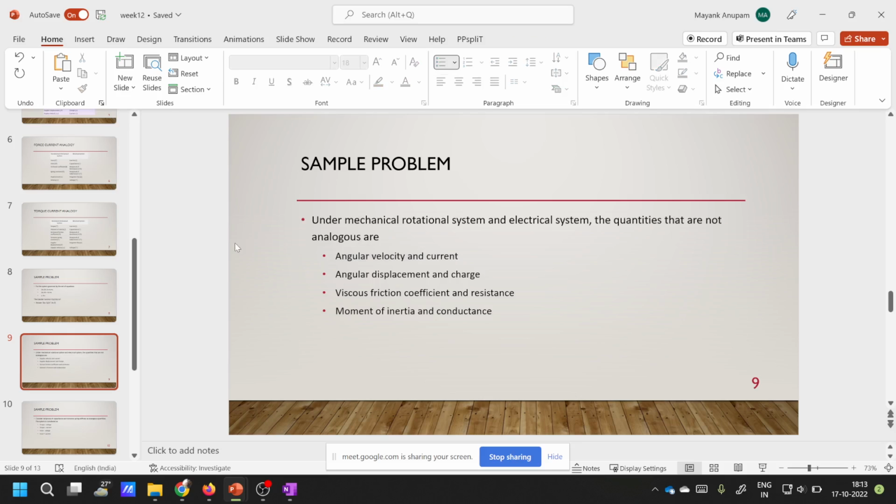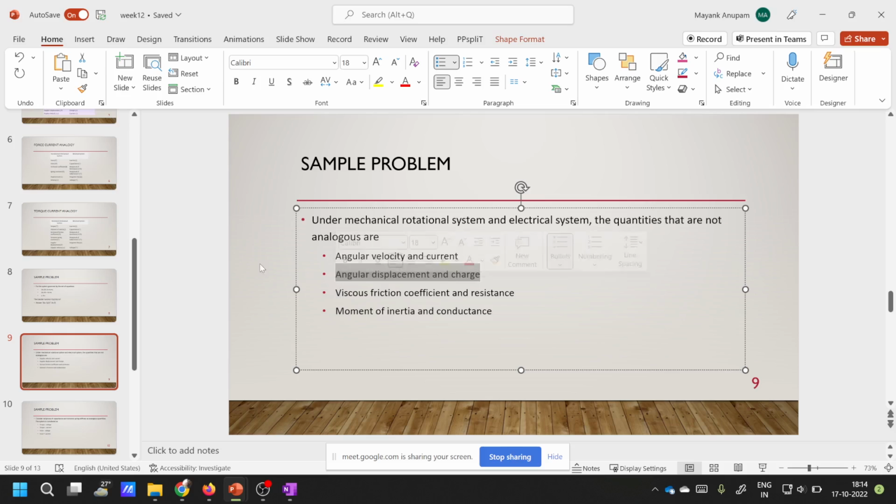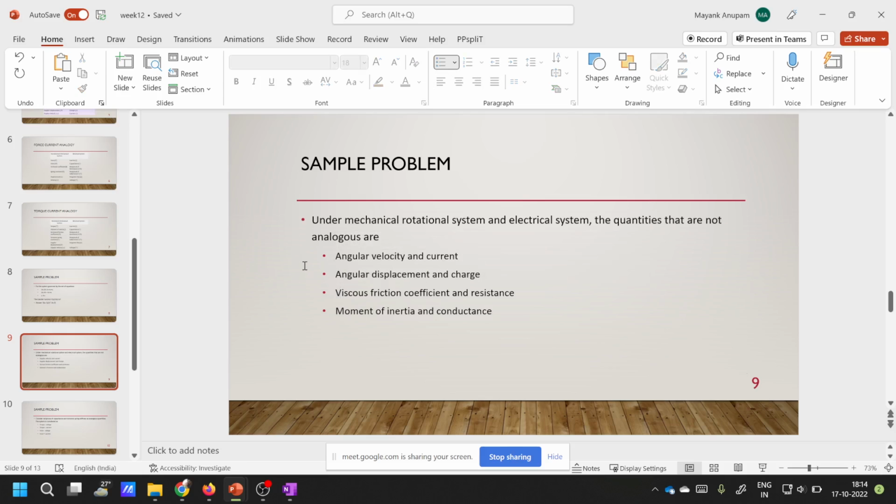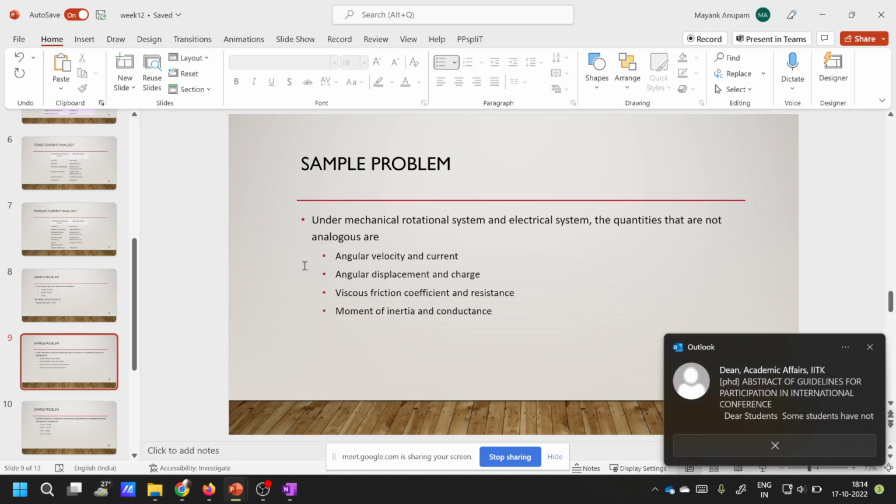Sorry, this is a rotational system. So when you write the torque voltage analogy, in that analogy, angular velocity and current are indeed analogous to each other. Second is angular displacement and charge. This is again right, because in the same torque voltage analogy which you use, angular displacement and charge are indeed analogous to each other. Similarly, viscous friction and resistance are again analogous to each other.